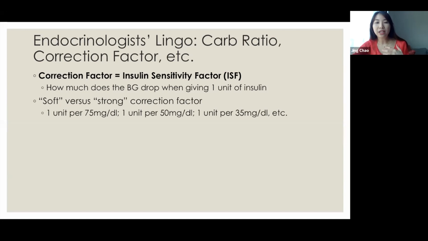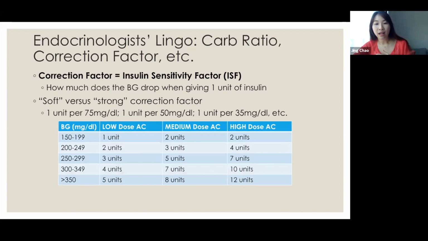So something like 1 unit brings down blood sugar by 75 or 1 unit brings down blood sugar by 50. Those are considered the soft or low dose correction factor. 1 per 35, 1 per 25, these are considered intermediate. So if your insulin 1 unit can only bring down the blood sugar by 20, 15, 10, that means the patient is highly insulin resistant, not really responding to the insulin very well, and those are considered high dose corrections.